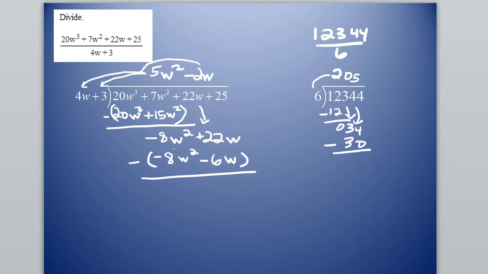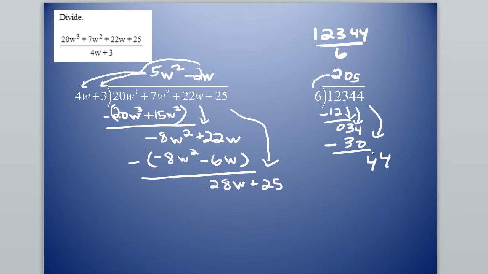But it's meant to be that the first terms cancel out, and you end up over here with the 4. Over on this side, we end up with the 8w squares canceling out. 22w minus negative 6w. That's like adding 6w. And so you end up with 28w. Okay, at this point we bring down the 25. We're doing great. And we start the process again.